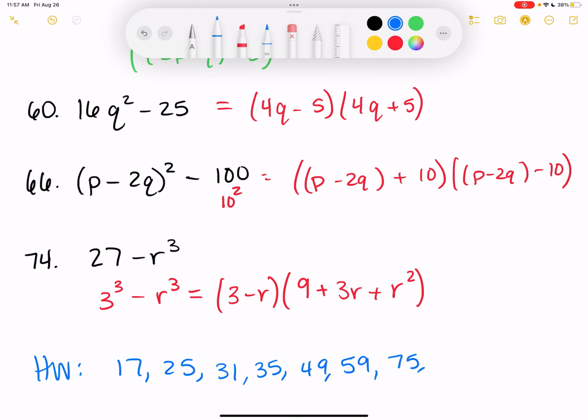75. I do not want to put my shoes back on. 99 and 103. 99. I think I don't like the number.